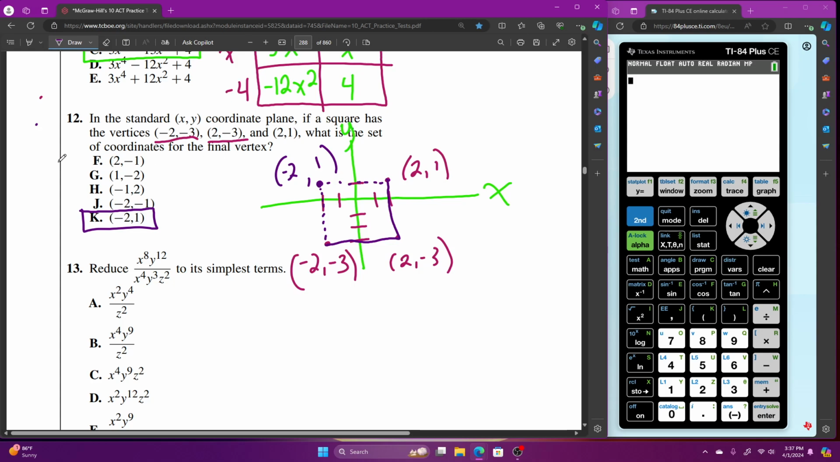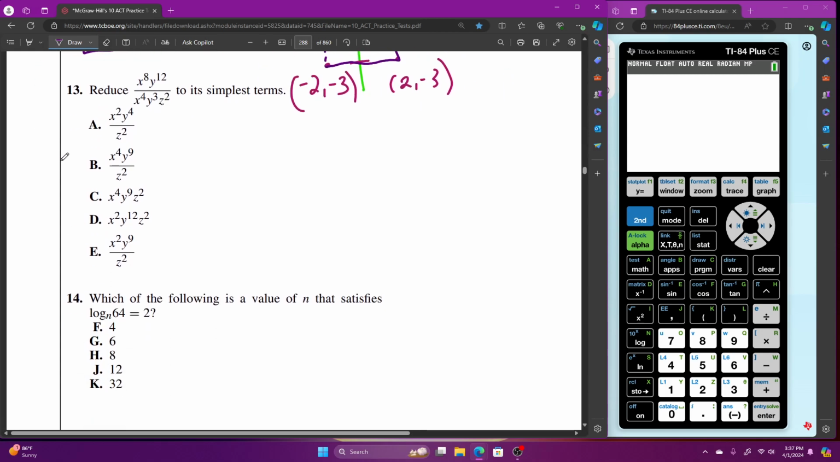And then moving on to question number 13, it says reduce this mess of a polynomial to its simplest terms. In order to do that, this looks like a great big fraction, right? So I'm going to draw my fraction bar. And we have a polynomial divided by a polynomial, or a monomial divided by a monomial, however you want to call it. On the top we have x to the power of 8, y to the power of 12, no z. But on the bottom we have x to the power of 4, y to the power of 3, z squared.